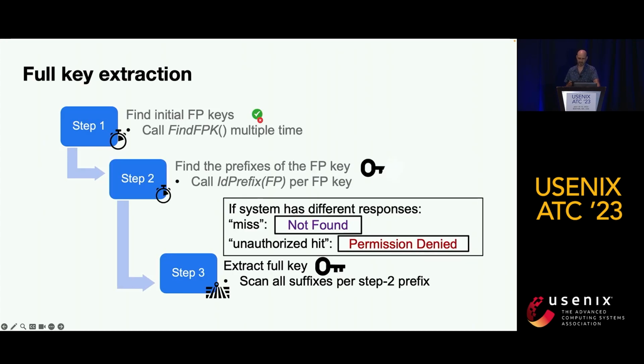In some cases, prefix siphoning can extract the full key, not only the prefix. This happens when the attacked system's response distinguishes between a key that does not exist and a key that exists, but the user is unauthorized to access. For such a system, we continue to step 3. The attacker scans all possible suffixes for each prefix found in step 2, querying for the combination of prefix plus suffix until it receives permission denied, instead of not found. Step 3 can be performed concurrently without the need for time measurements.